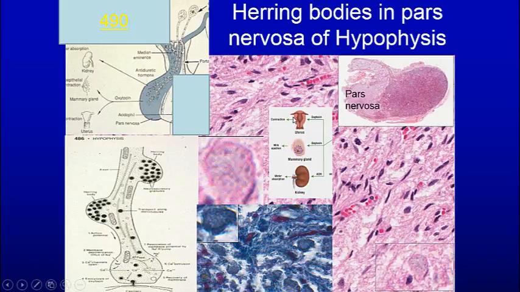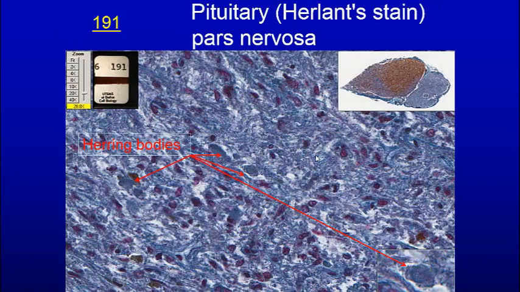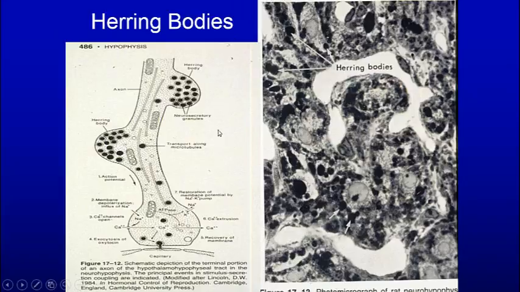oxytocin for contraction, oxytocin for mammary gland milk ejection, and antidiuretic hormone. So these are some of the hormones produced by these cells in the hypothalamus that store in herring bodies here until the hormones are needed. Oxytocin, ADH, that's there. And here we can see the herring bodies, many herring bodies that we can see there.